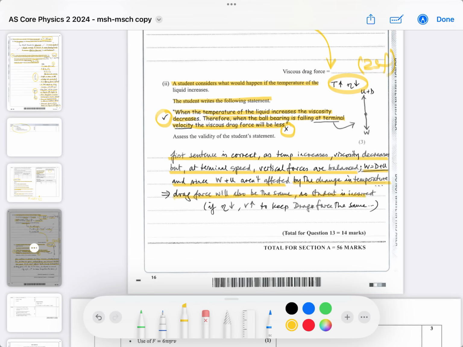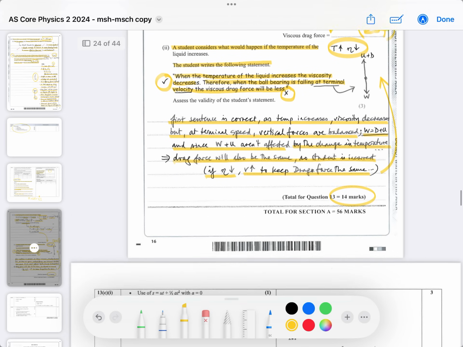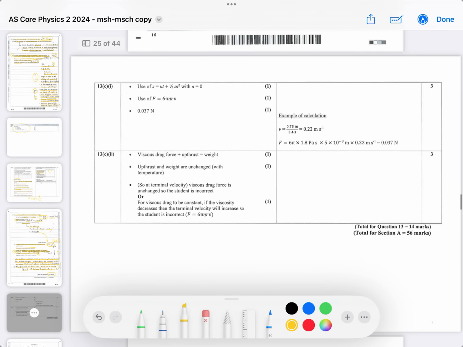So the student is incorrect in the second part of the statement, because if eta goes down, the velocity will increase to keep the drag force the same to be able to reach terminal velocity. It has to do that to reach this situation of this force diagram. Okay, and there's your 14 marks for this last question in section A. So 56 marks for this section, and then here's the mark scheme. You can stop the video and look at it at your leisure.